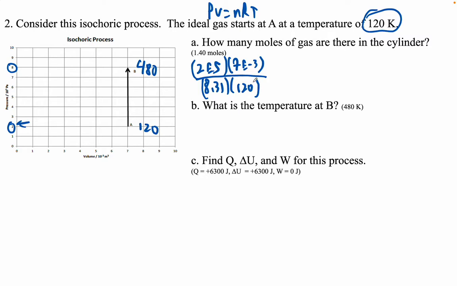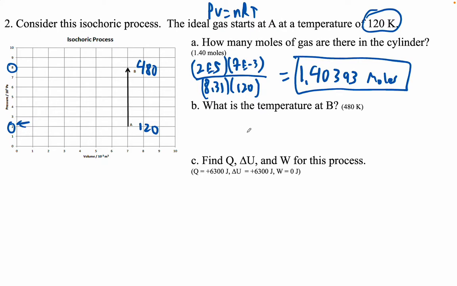All right, here we go. 2E5 times 7E minus 3 divided by 8.31 divided by 120. They're doing a little construction next door, so if you hear something. Okay, so this is 1.40393. I'm going to store that in my letter N for the moles, just for kicks. All right. But we got the right answer.